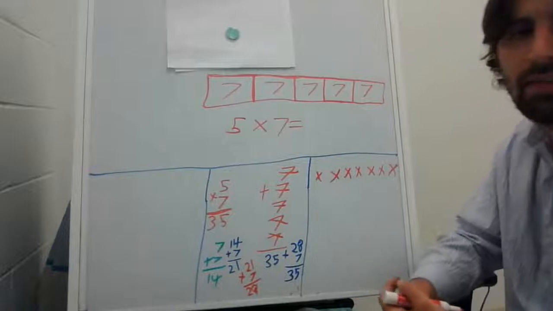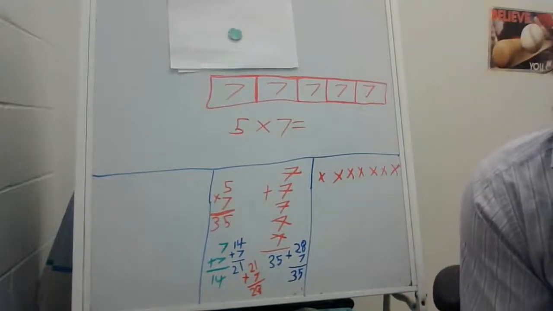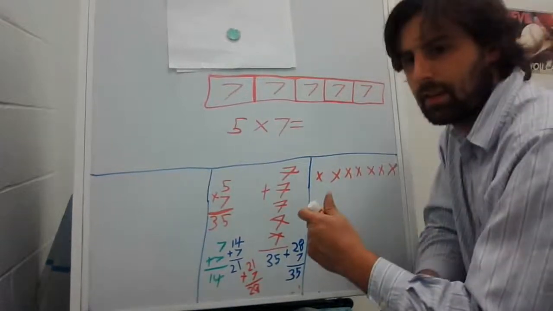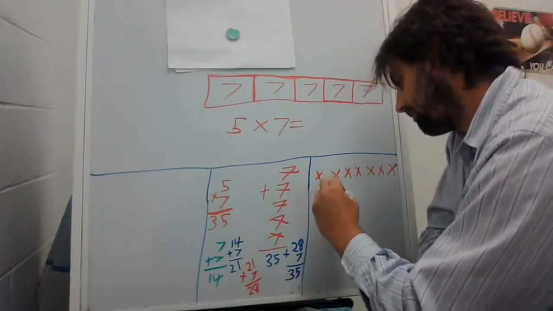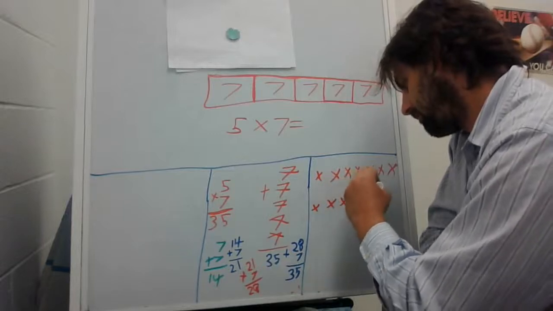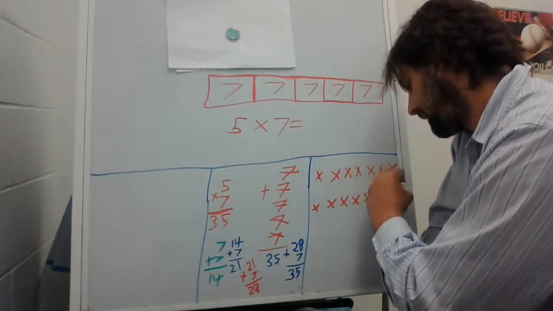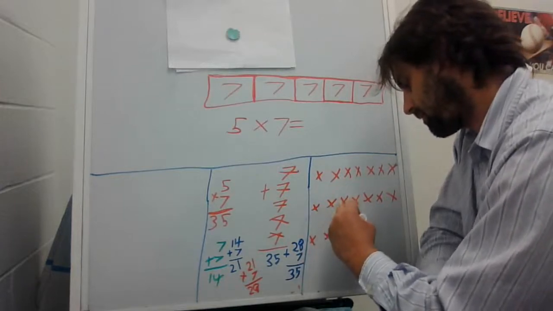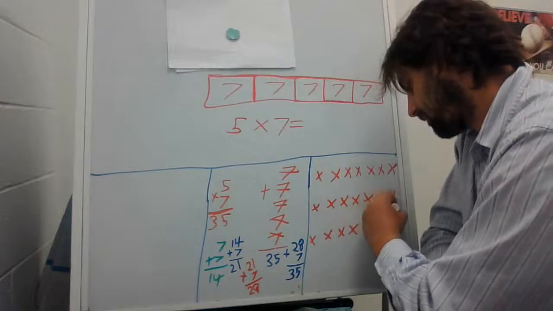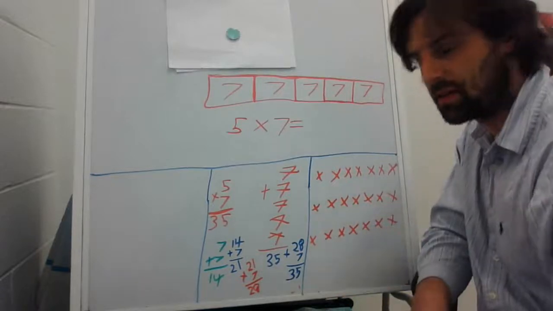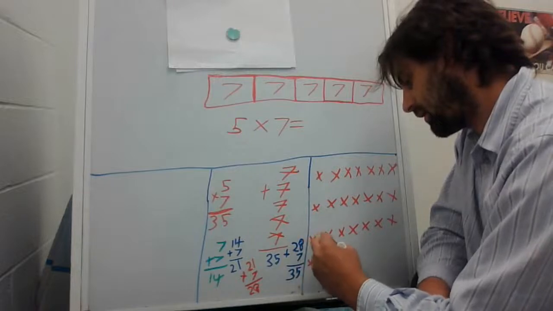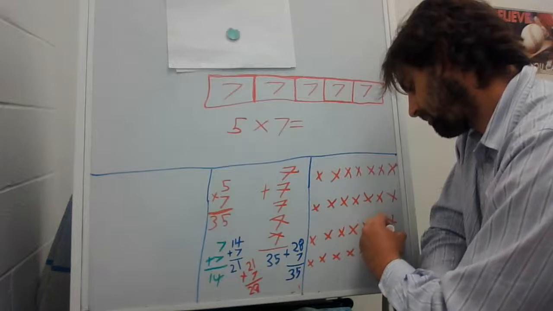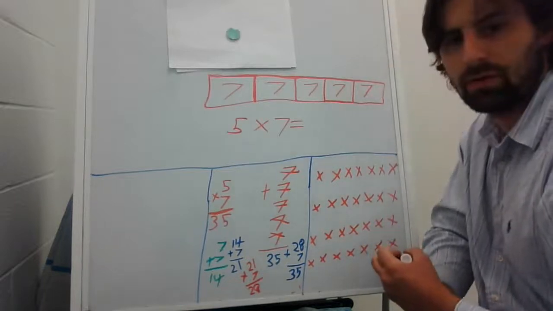So that's 1 row of 7. That's 2 rows of 7. Three rows of 7. Four rows of 7.